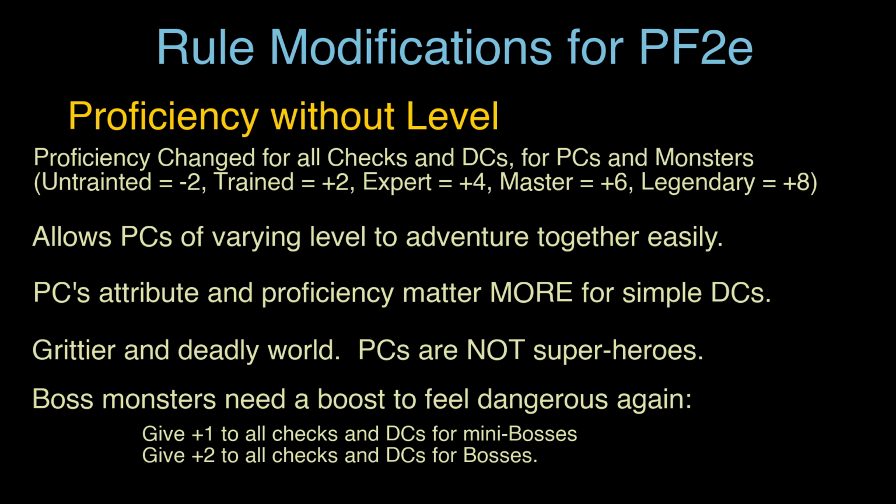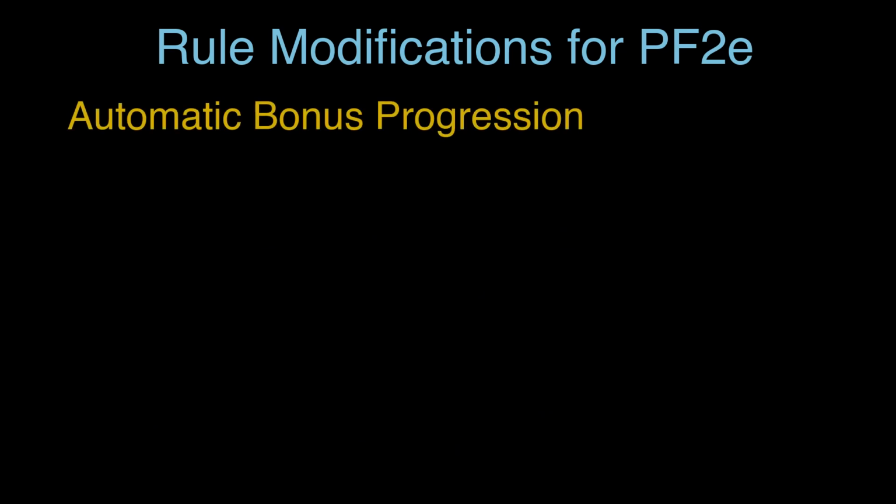I have found that these numeric adjustments are better than using enemies many levels higher than the PCs, since those enemies will simply deal way more damage and have way more hit points, making the encounters unnecessarily deadlier and longer. The next variant rule I use is automatic bonus progression.